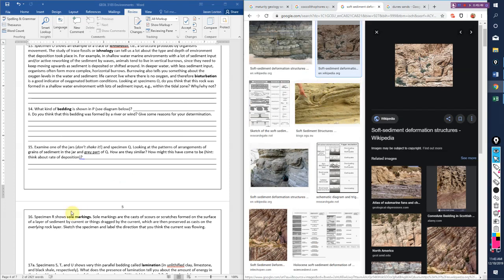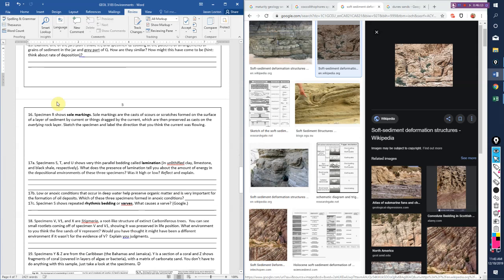So take a look at sample Q, sorry, and ask yourself, do you see grading, and do you see any evidence of soft sediment deformation? If that's the case, then you probably dropped a bunch of material on it simultaneously. And if that's the case, think about what kind of depositional environment dumps a bunch of material simultaneously onto something.